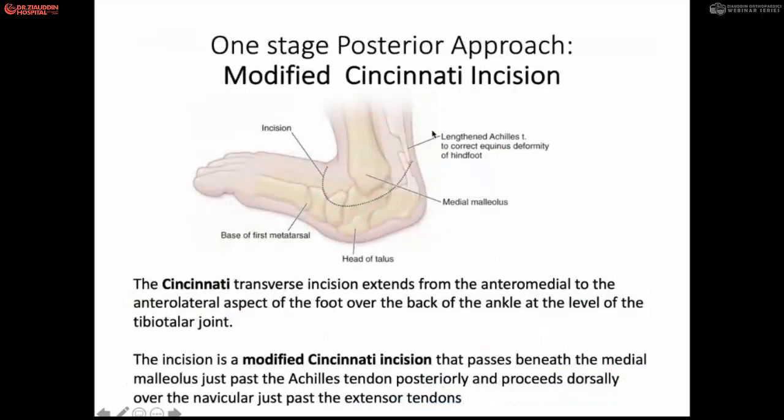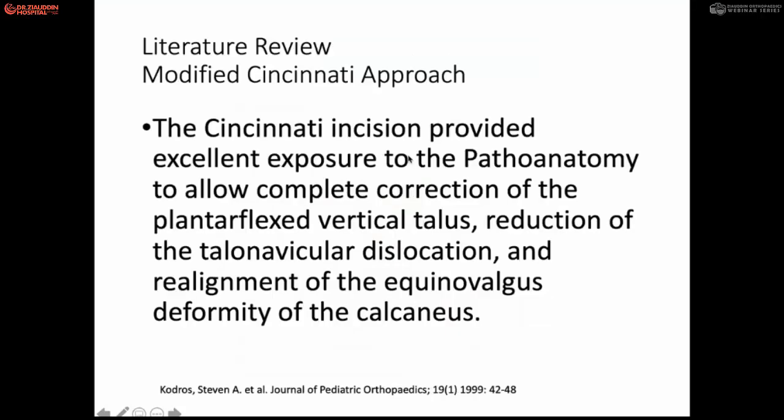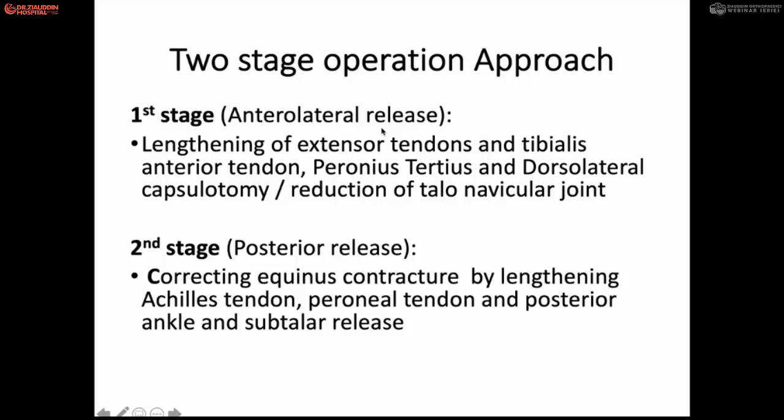So in one stage, the Cincinnati incision is also used. The Cincinnati incision usually ends here, but here you have to extend the incision up to the mid-tarsal joint, to the anterolateral and anteromedial surface of the talocalcaneum, and the same procedure has to be done through this Cincinnati incision. This is an example of the details of the Cincinnati incision. In the literature, the modified Cincinnati approach is a little bit difficult, exposure is limited, and it produces certain problems of adherence and soft tissue damage.